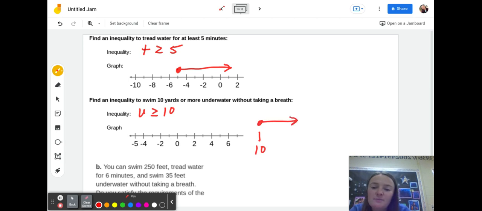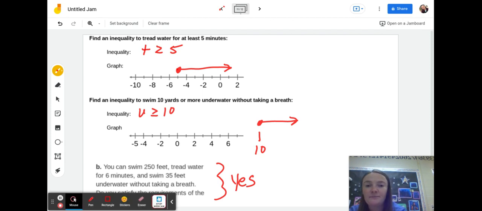So the last question says, you can swim 250 feet, you can tread water for 6 minutes, and you can swim at least 35 feet underwater. Am I going to make the team? Am I going to be hired? The answer is yes. You made the criteria. You just need it to be greater than 100, greater than 10, and greater than 5. So that actually does work there.